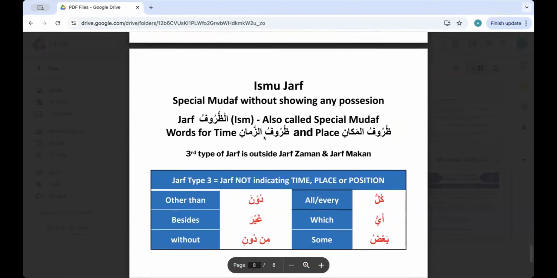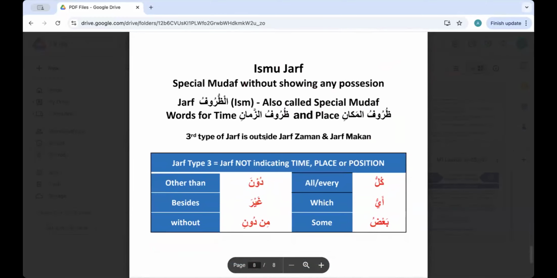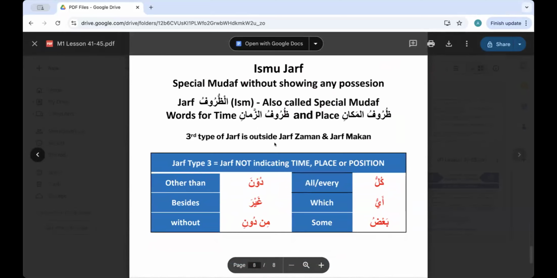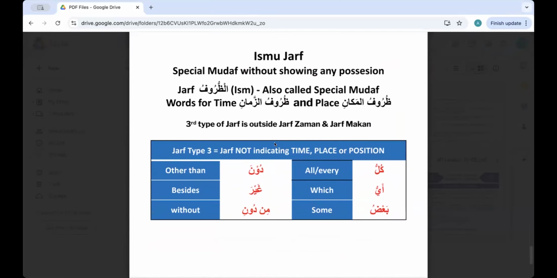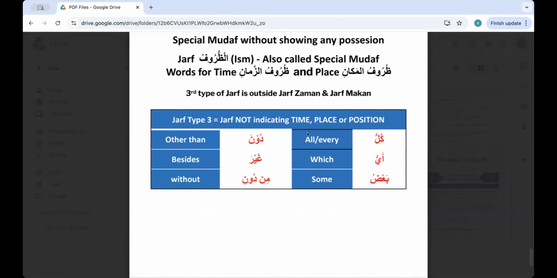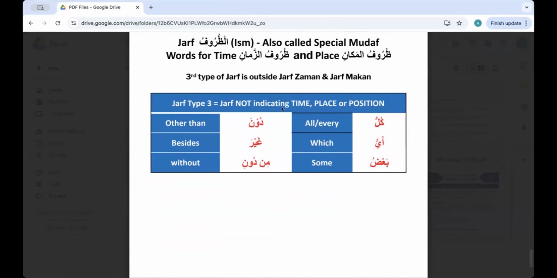The next one we have is Ismu Zarf, a special mudaf without showing any possession. This is also called special mudaf words for time, Zurufu Zaman, and place, Zurufu Makan. This is the third type of Zarf, outside Zurufu Zaman and Zurufu Makan. So it's kullu, all, every, ayyu, which, ba'du, some. So this is not indicating Zarf Makan or Zarf Zaman.